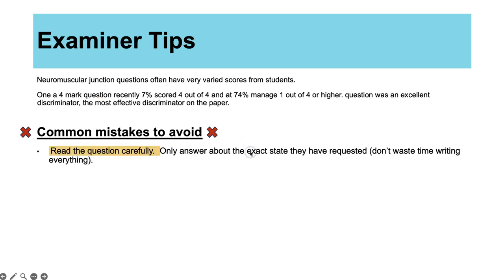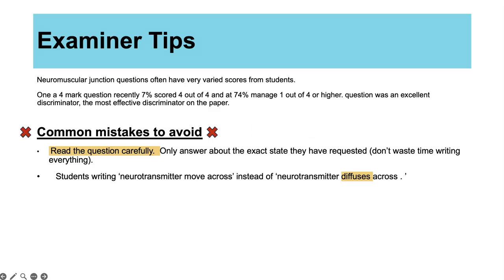So common mistakes to avoid. First of all is read questions like this really carefully, because going through what happens at a neuromuscular junction is a long process. So often they split it into what happens after the neurotransmitter has been released, or what happens in the lead up to the neurotransmitter being released. So make sure you read the question carefully so you're only answering about exactly what they've requested, so you don't end up wasting time writing about everything.